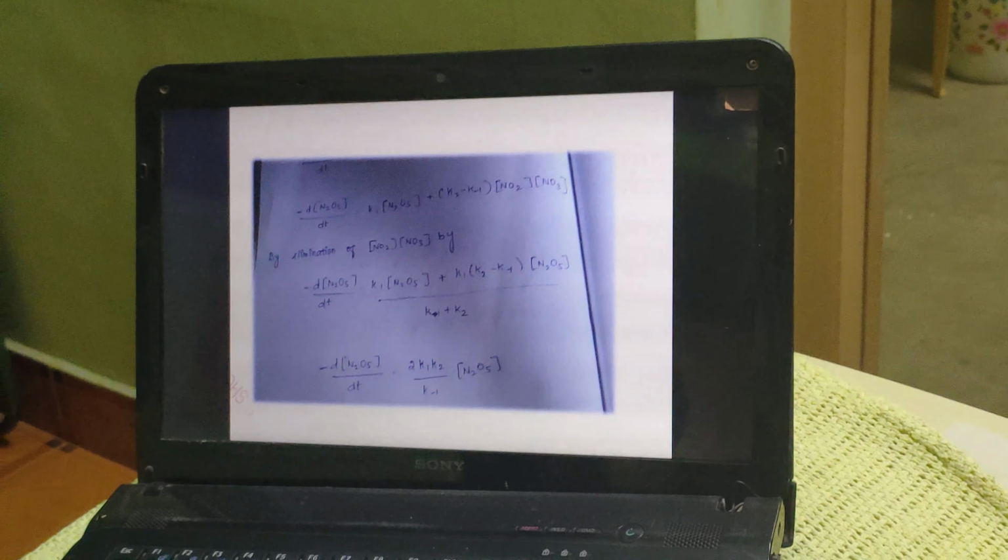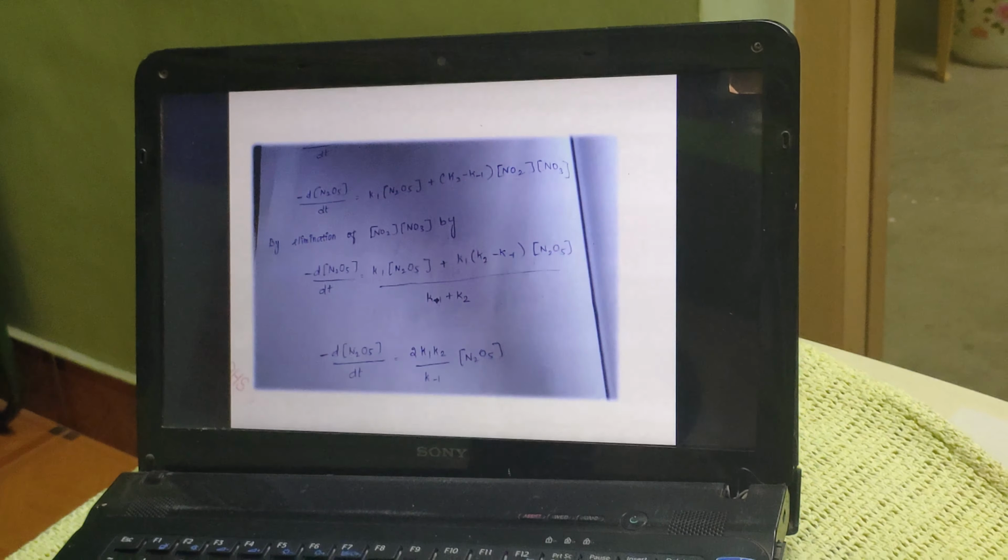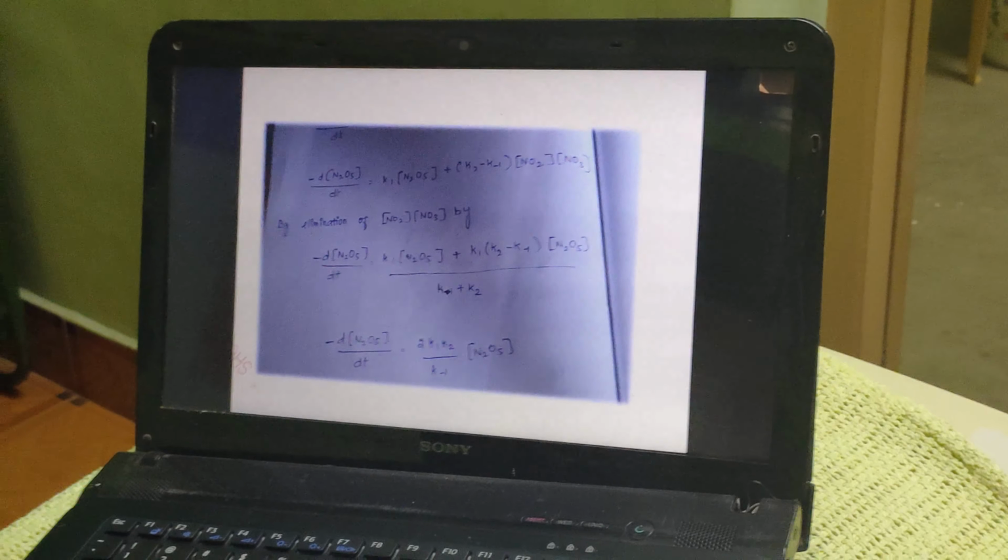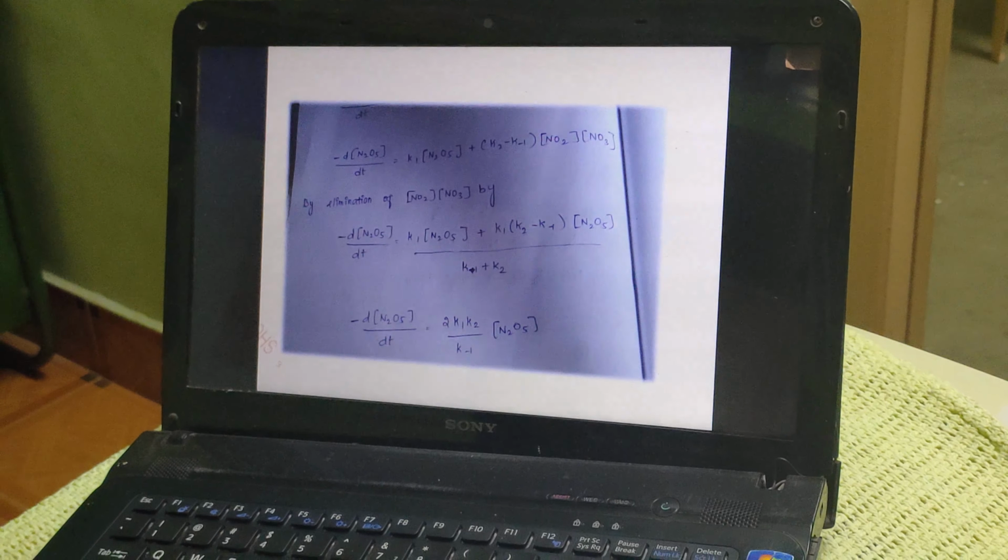The total rate of consumption of N2O5 is minus d[N2O5]/dt equal to 2k1k2 by k-1 times the concentration of N2O5. So the decomposition of nitrogen pentoxide is a first order reaction.